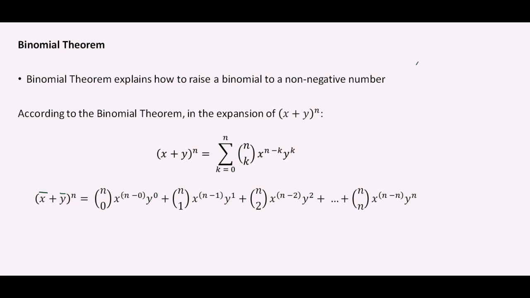One of the things you have to pay close attention to is that the sum of your exponents must always be n. So you have n minus 0 plus 0, that's going to give you n. And as you go through here, you want to pay attention to the fact that the sum of the exponents of your terms must always be equal to n. Let's look at some examples.